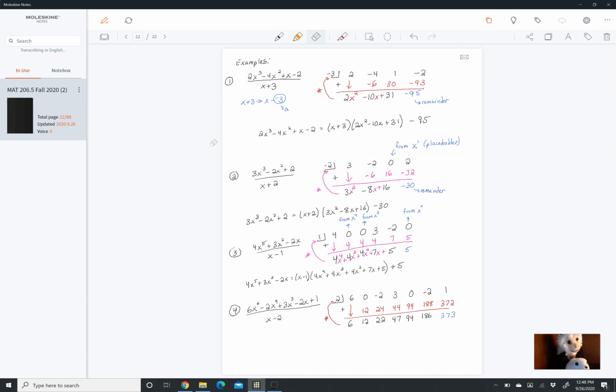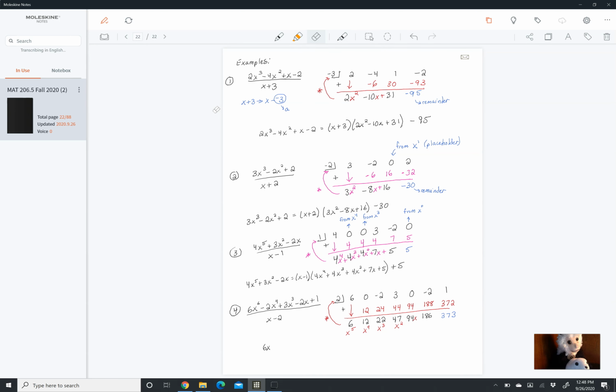So we have x to the 0 with the 186, so we don't have to write that. Then we have 94x, that one I could fit. Then we have 47x squared, 22x cubed, 12x to the 4th, and 6x to the 5th. And notice the degree of the quotient is 1 less than the degree of the dividend. And then we just write out our answer. So notice you can't be lazy. You've got to write out that answer.